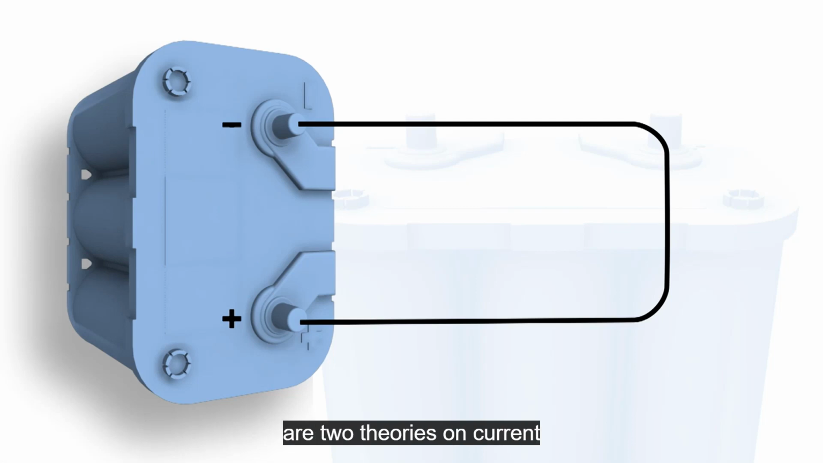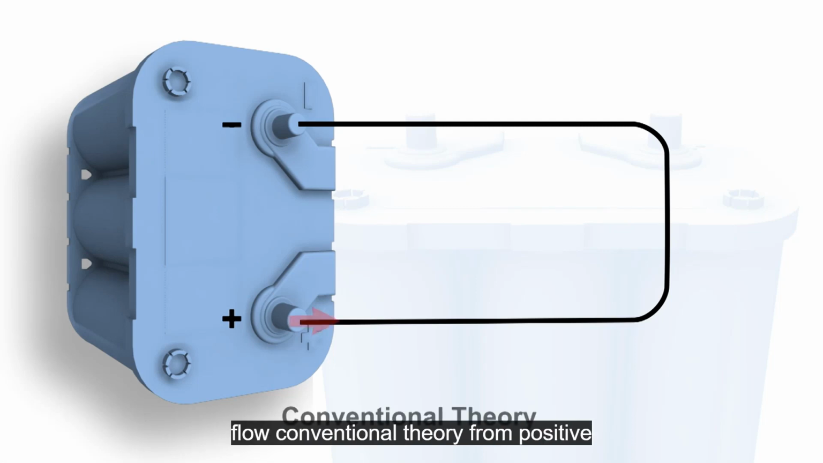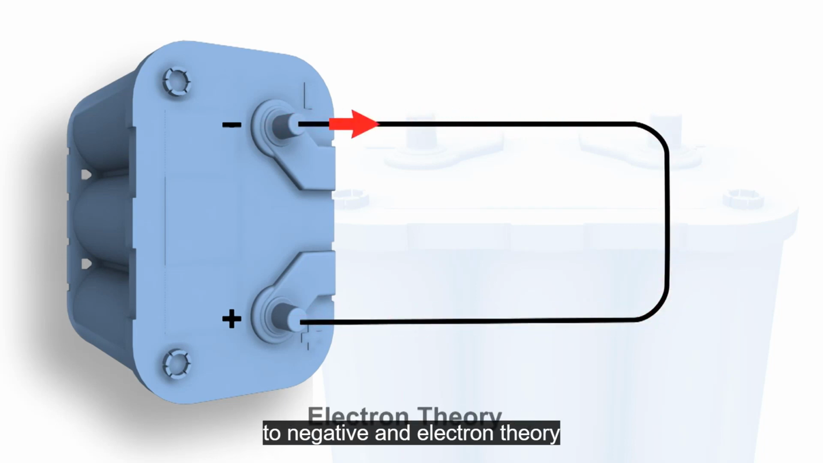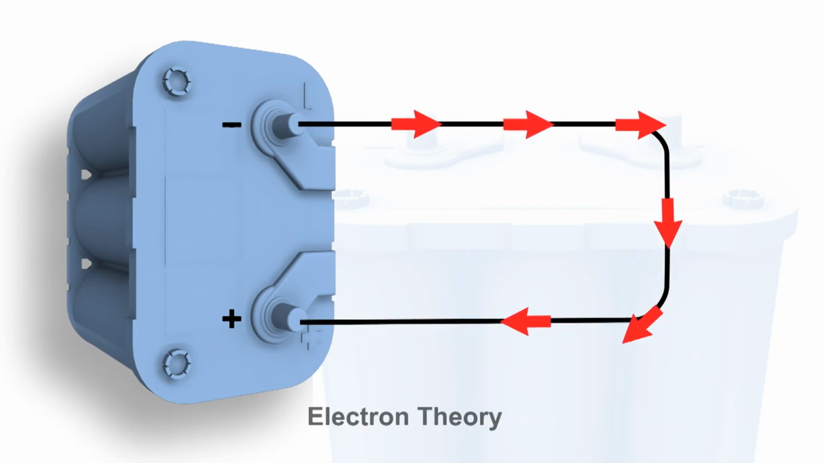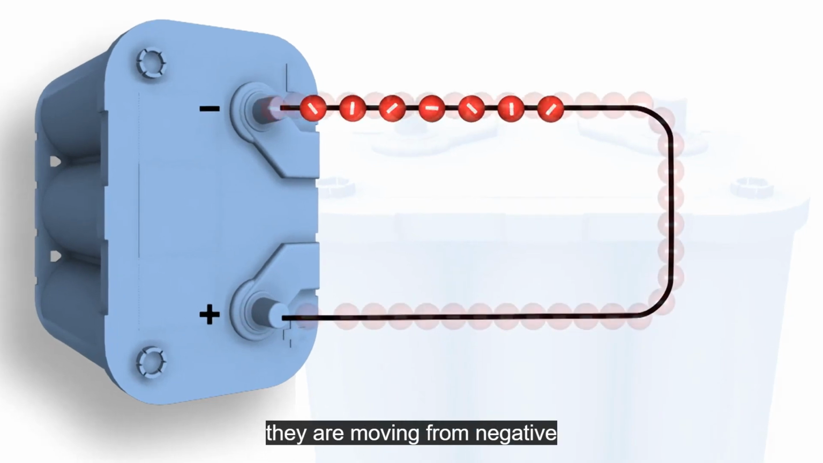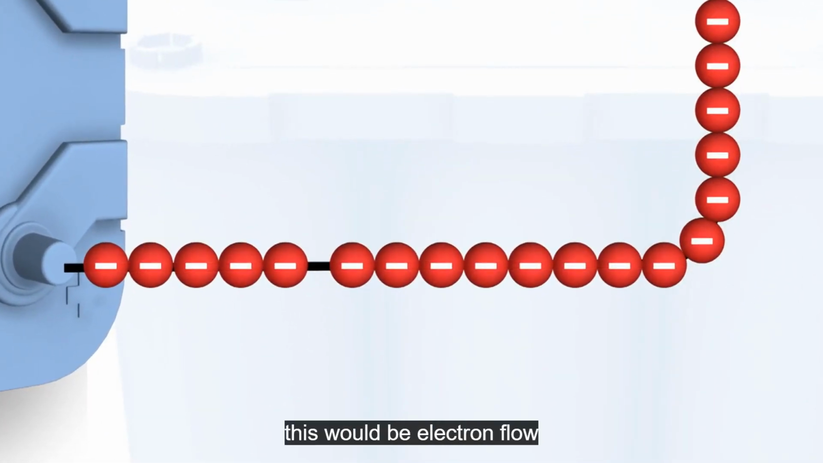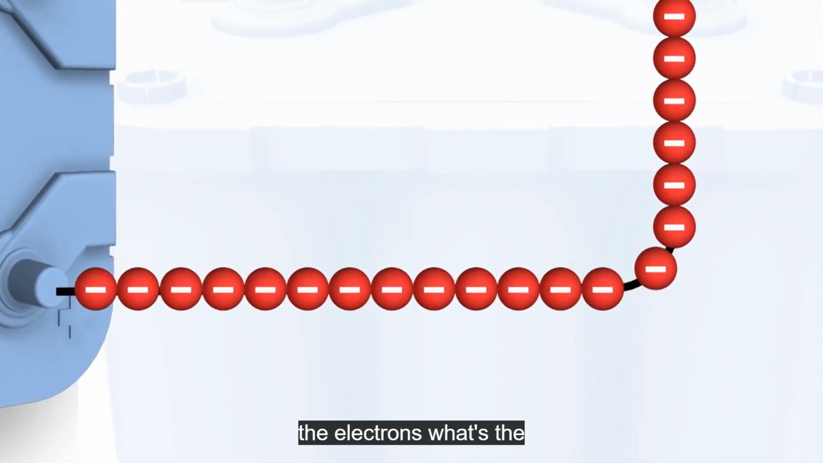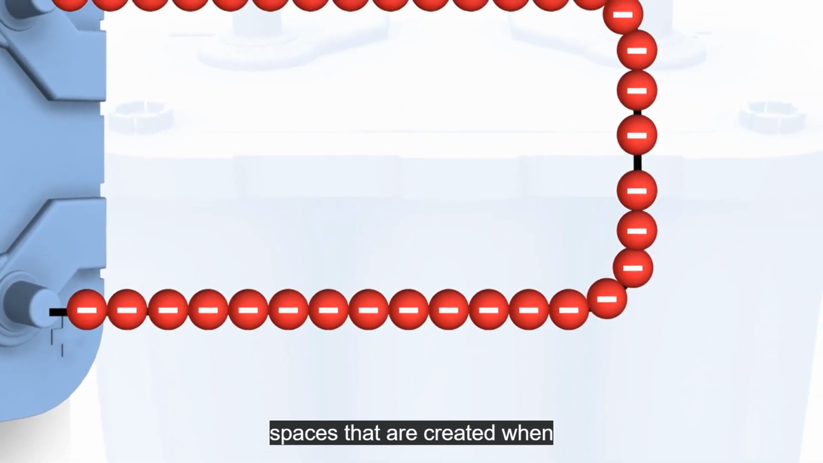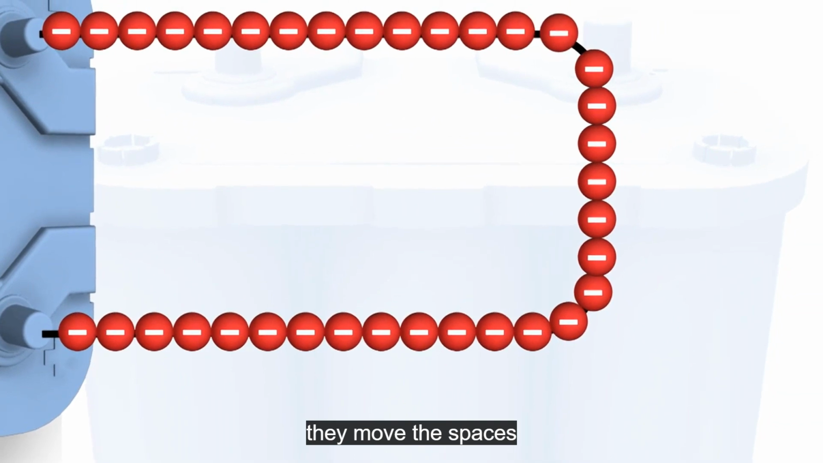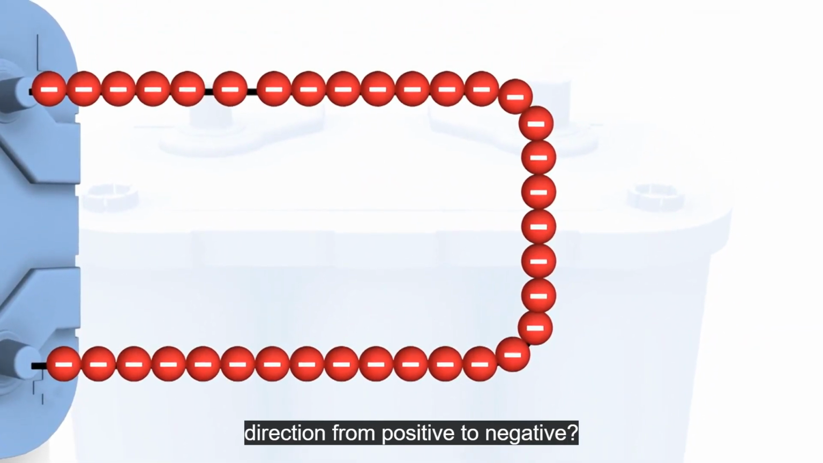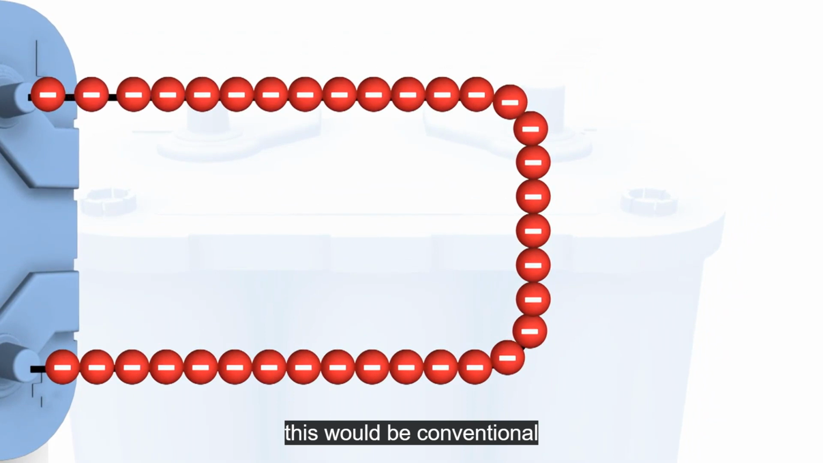There are two theories on current flow. Conventional theory, from positive to negative, and electron theory, from negative to positive. If you watch the electrons, they are moving from negative to positive. This would be electron flow. This time, instead of watching the electrons, watch the spaces that are created when they move. The spaces are moving in the opposite direction, from positive to negative. This would be conventional flow.